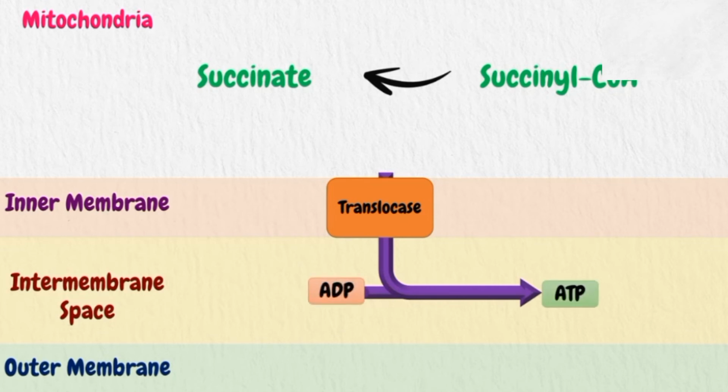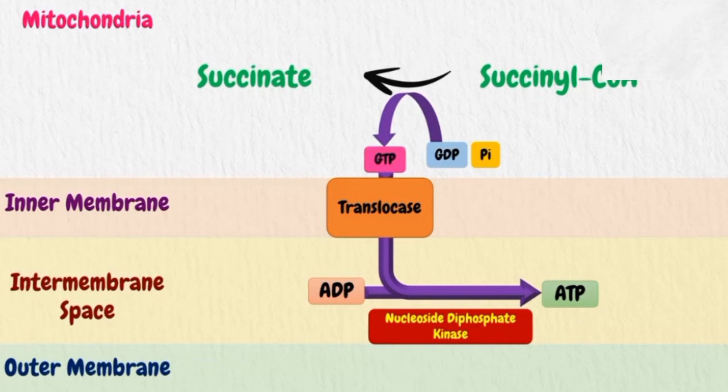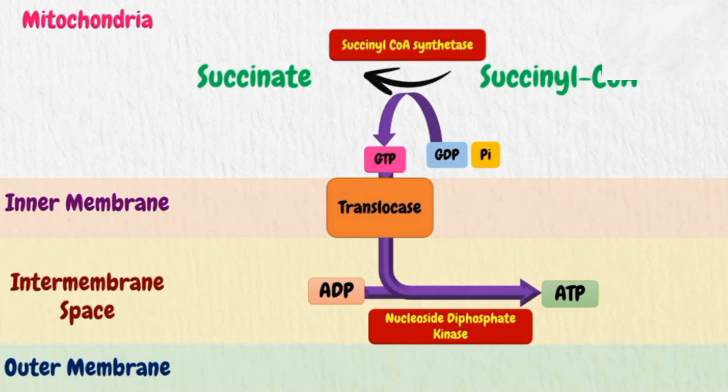Now, if we look closely in the next step, succinyl coenzyme A undergoes an energy-conserving reaction in which succinyl coenzyme A is cleaved to form succinate. This reaction is accompanied by phosphorylation of guanosine diphosphate, GDP, to guanosine triphosphate, GTP. The GTP thus formed then readily transfers its terminal phosphate group to ADP, forming an ATP molecule. The reaction is catalyzed by the enzyme succinyl coenzyme A synthase.